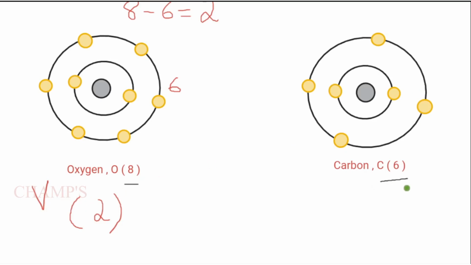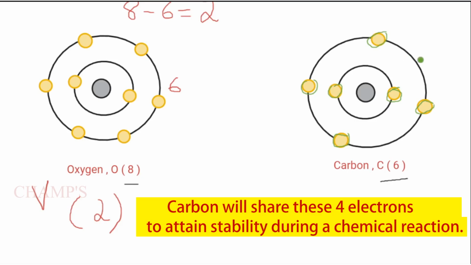Now carbon. Carbon's atomic number is 6, so there are 6 electrons in it. Let's start filling the shells. The first shell has 2 electrons because it can only hold up to 2 electrons. Then we will start filling the next shell, so the remaining 4 we will put here. But what is the maximum capacity of our L shell? It is 8. There are only 4. Therefore the valency of carbon is 4.